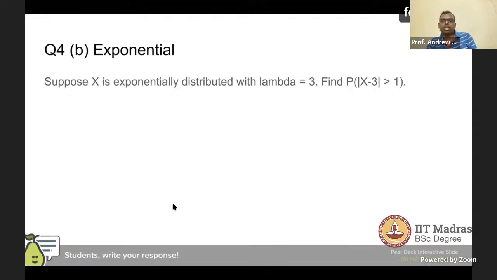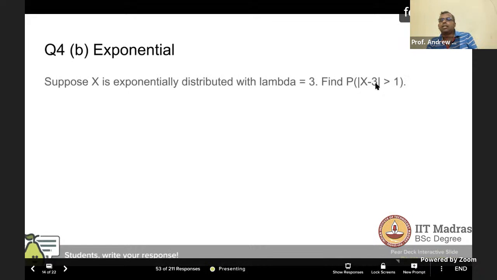Okay, so this is relatively easy. The first step is to unwrap this mod x minus 3 greater than 1 into an event involving x, a less than or greater than type thing. Okay, so what is it? Mod x minus 3 greater than 1 is the same as x lying between what and what?